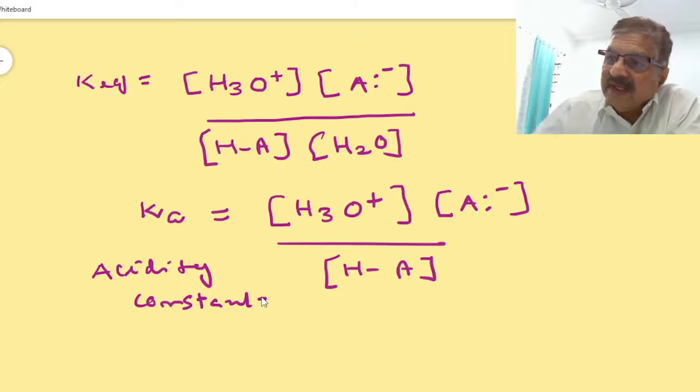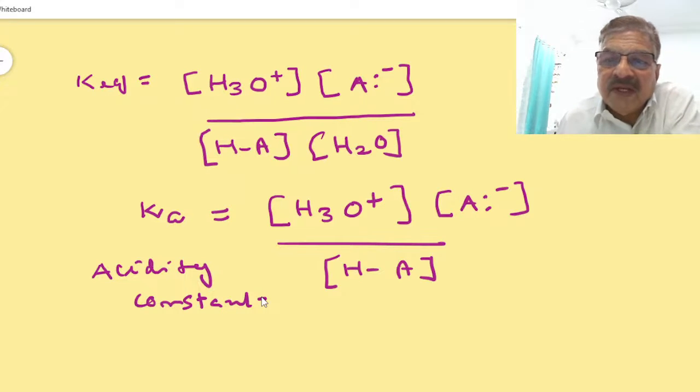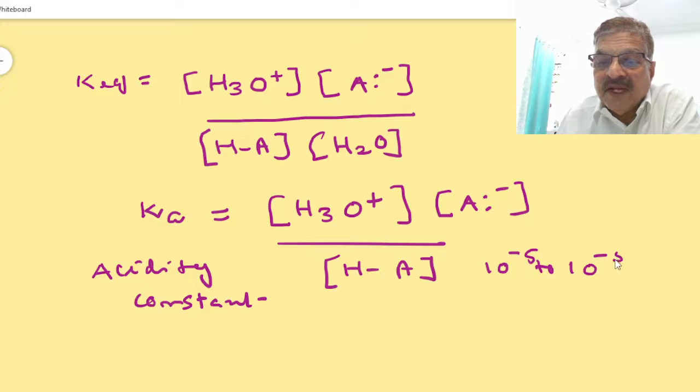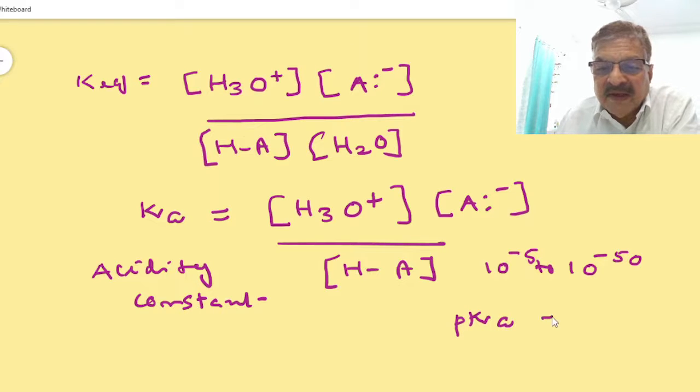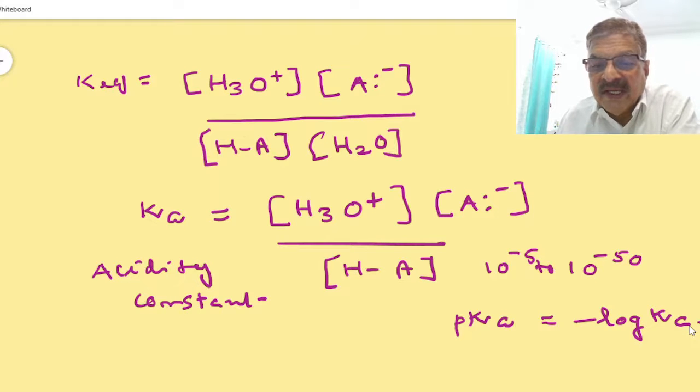Okay, now let us see this Ka. We have seen the Ka values of organic compounds are very low, in the range of say 10 raised to minus 5 to 10 raised to minus 50. That is a very low value for organic compounds. Therefore, we have defined another quantity, pKa. This is the most important thing. pKa is equal to minus log Ka. It's a logarithmic function. This is the definition here.